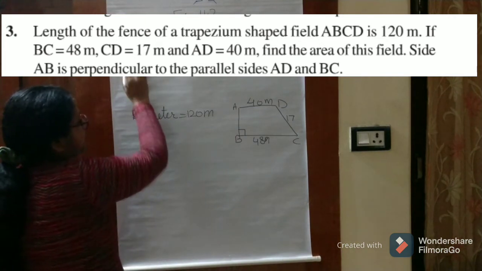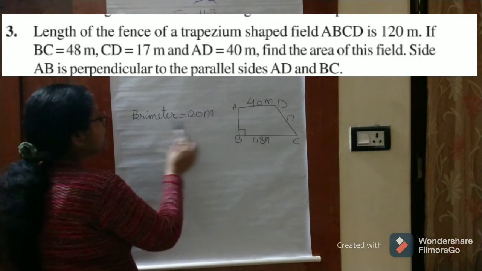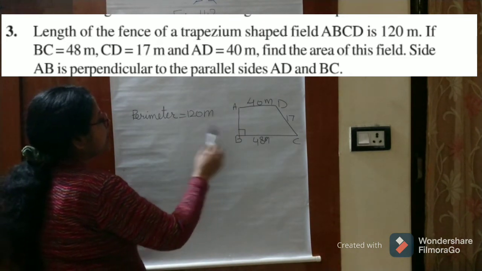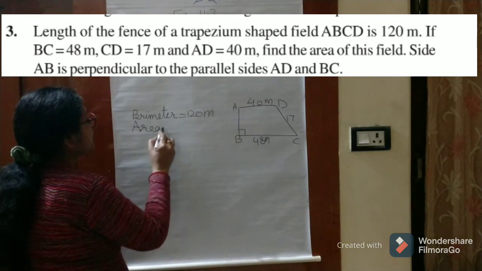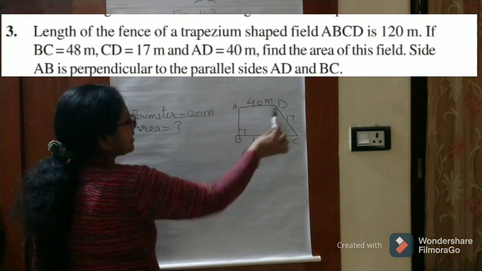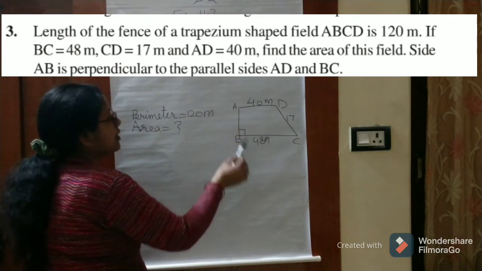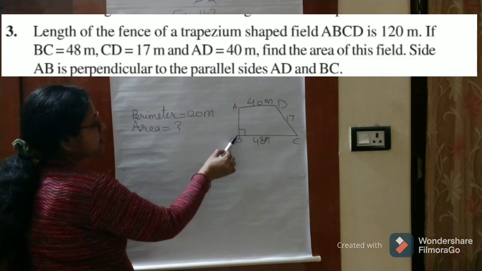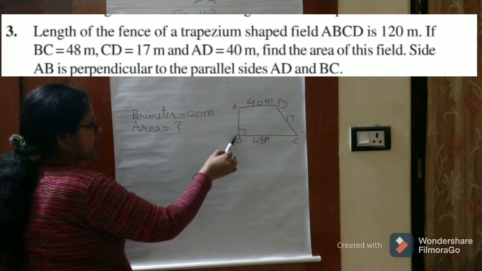Question number 3. In question number 3, a trapezium is given and the perimeter of the trapezium is given, 120 meter. And we have to find the area. But for finding the area of the trapezium, we should know its parallel sides. They are known: 48 meter and 40 meter. But the height is not there. AB is the height and AB is not given in the question. So first of all, what we have to do is find out AB.